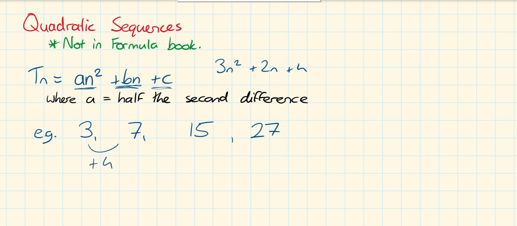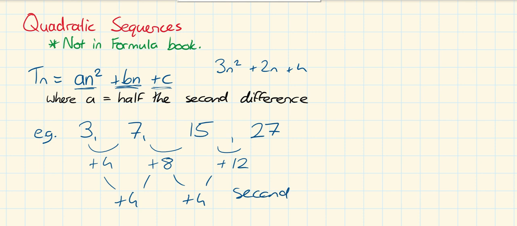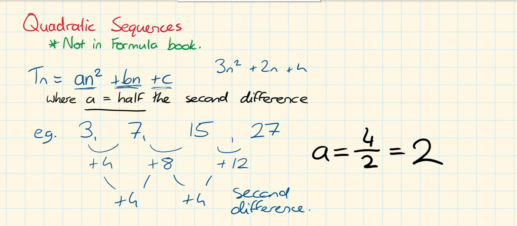So we can see there's plus 4 here, we have a plus 8 here, a plus 12 here. So you can see immediately that that's not the same as the linear ones. But if we go to the second difference, we have this thing called a second difference. When you put them all in line, we have this plus 4 between each. And we see here that A is half the second difference. So A is 4, the second difference, divided by 2. So A would be 2.